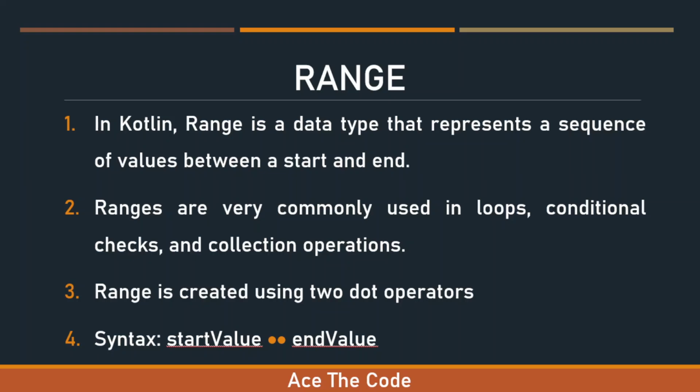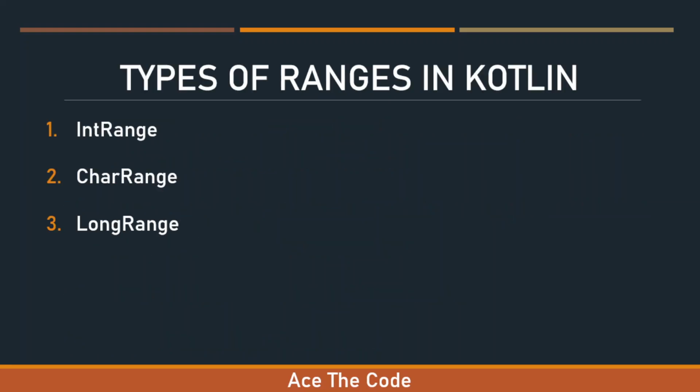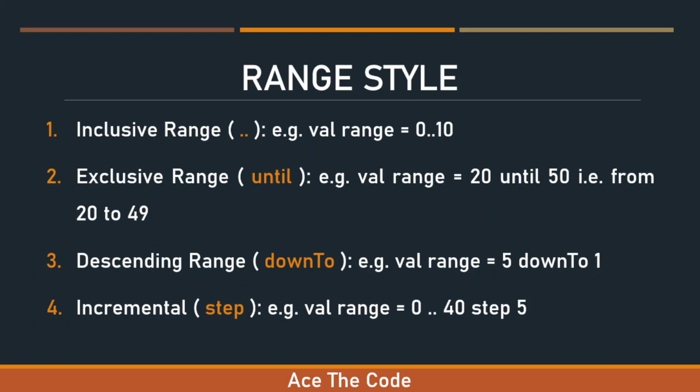Range is created using two dot operators, and the syntax is: start value followed by two dots, followed by end value. Commonly there are three range types: IntRange, CharRange, and LongRange. IntRange is the most commonly used one, especially with for loops. We are going to discuss it.